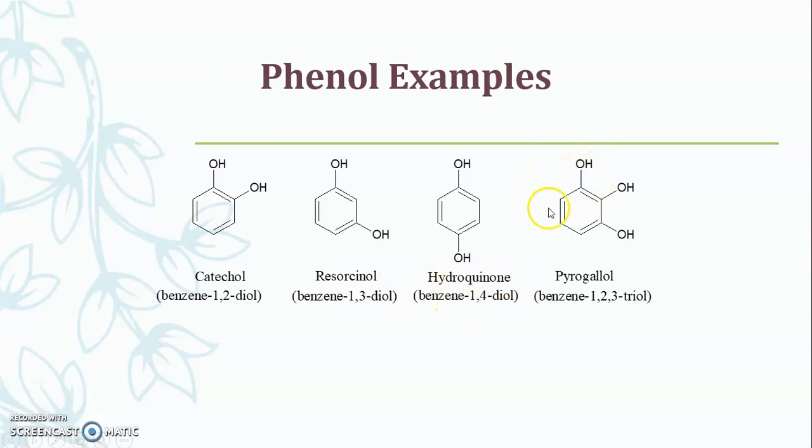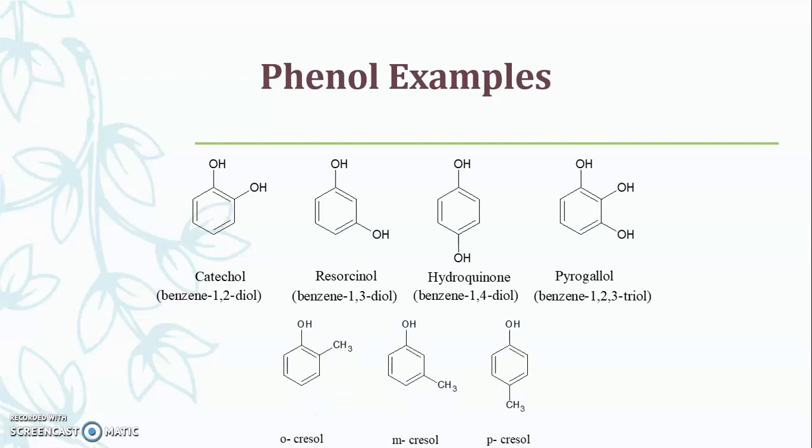Similarly, we can write the structure of a polyphenol in which three hydroxyl groups are present. For example, if these hydroxyl groups are present at the first, second and third positions, it is known as pyrogallol, which is also chemically known as benzene 1,2,3-triol. Sometimes it happens that along with the other substituent, hydroxyl groups are present. For example, here you can see along with the phenolic hydroxyl group, there is a methyl group present.